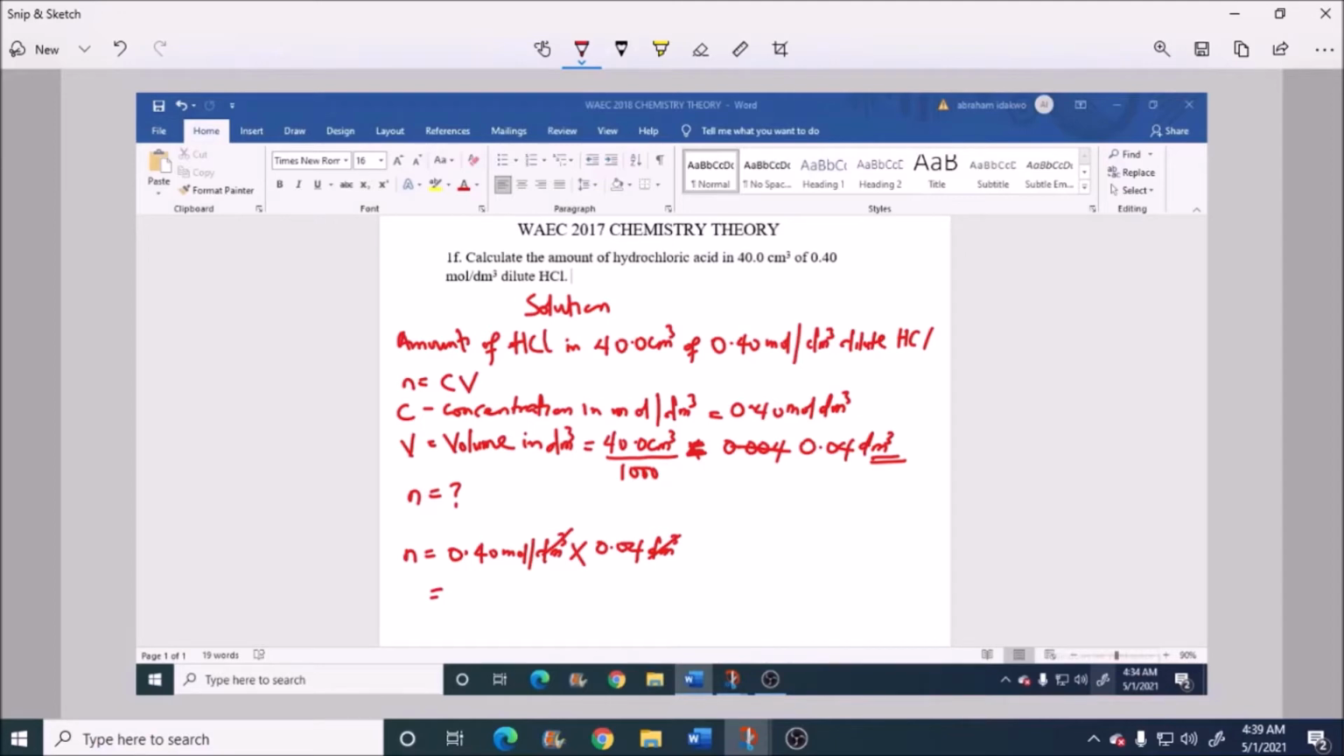When we multiply 0.40 by 0.04, we get our answer, which is 0.016 mole. So this is the answer to question 1F, where we have to calculate the amount of hydrochloric acid in 40 centimeter cube of 0.40 mole per dm cube dilute HCl. The answer for the amount is 0.016 mole.